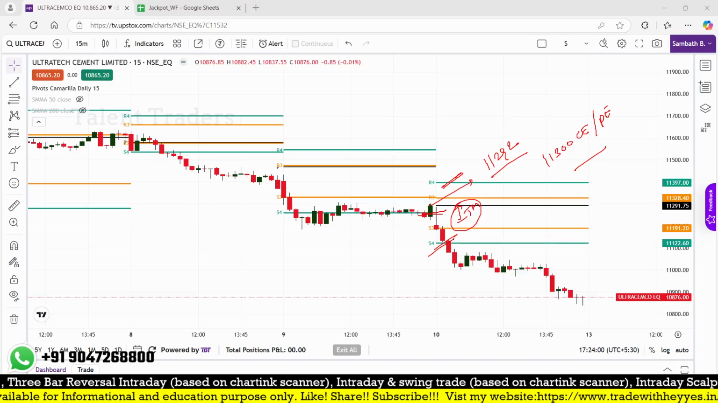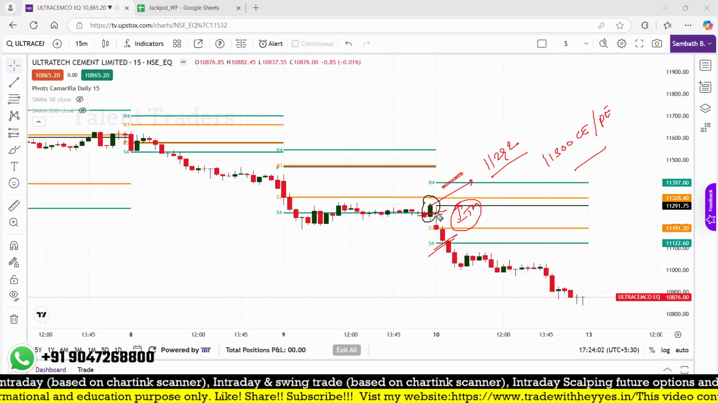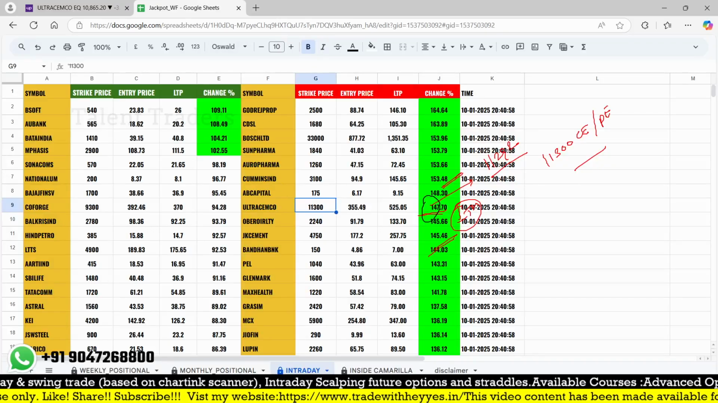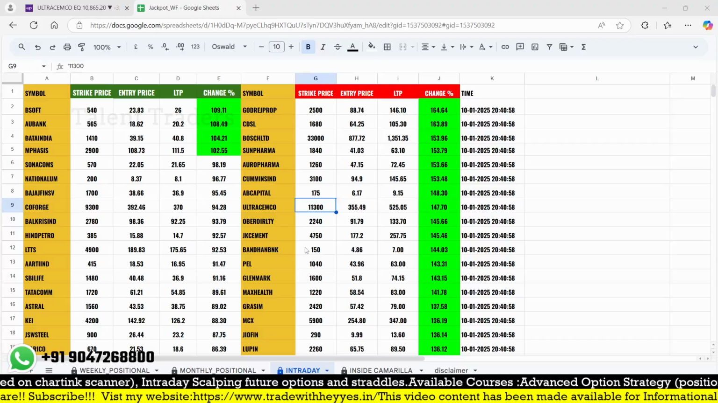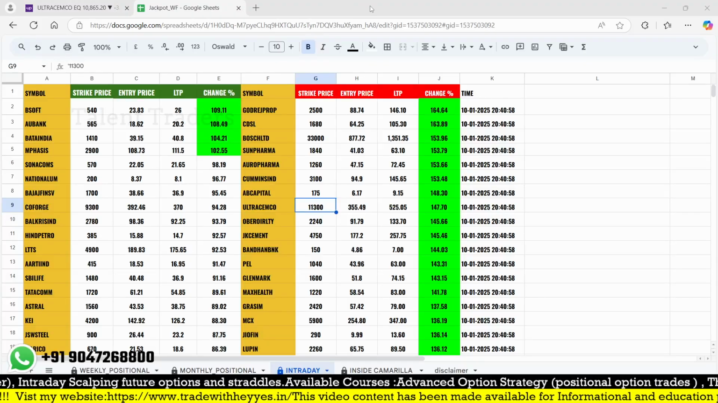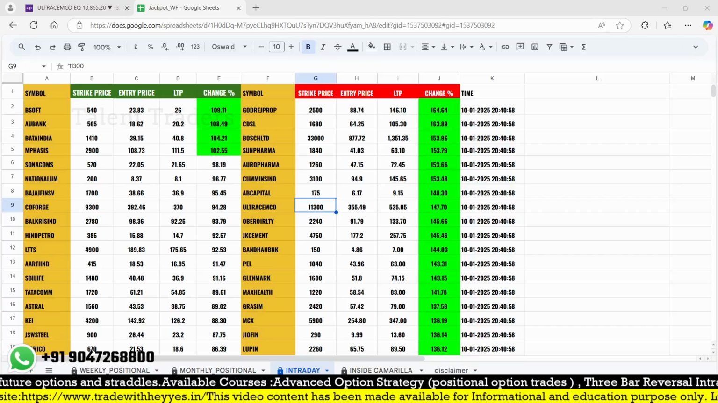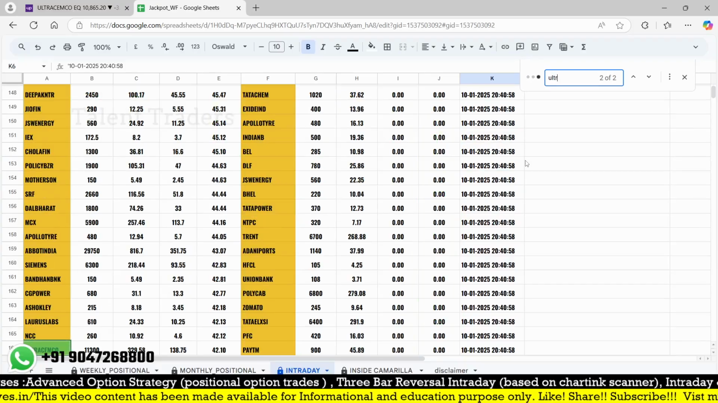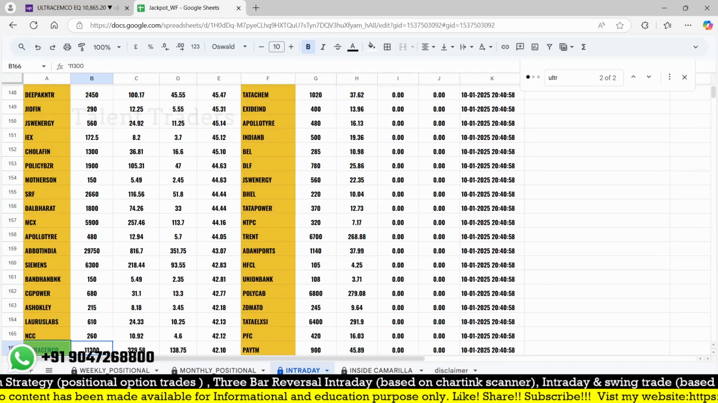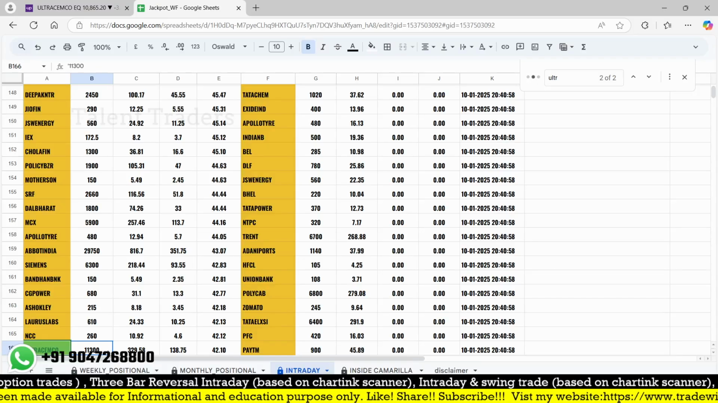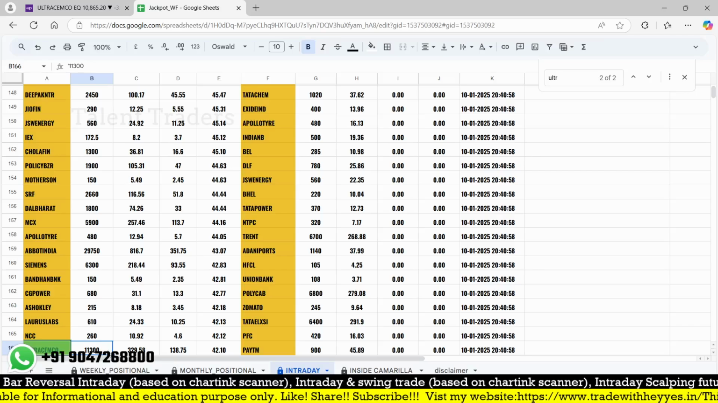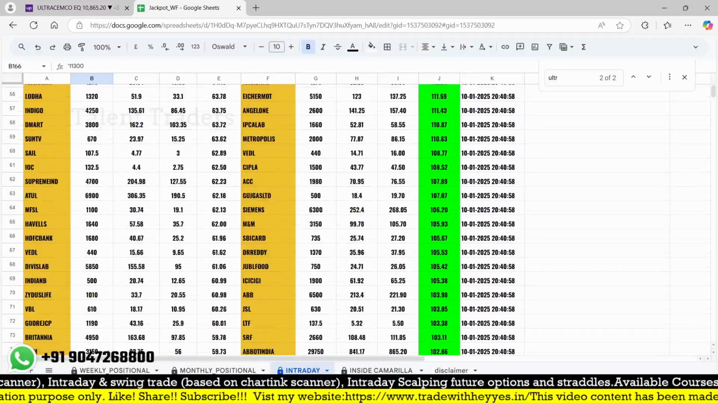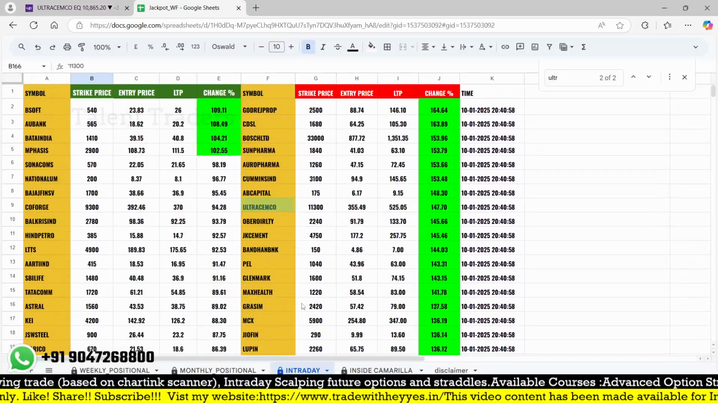So based on the previous day's closing, we select the strike price, and these two strike prices we track on a Google Sheet, both the call and put sides. For example, Ultratech 11,300 on the call side, and the put side also 11,300. Like that, it is not 180 stocks, almost 222, 223 stocks in the F&O category. We take out the strike prices, and from them we look for tomorrow's breakout.